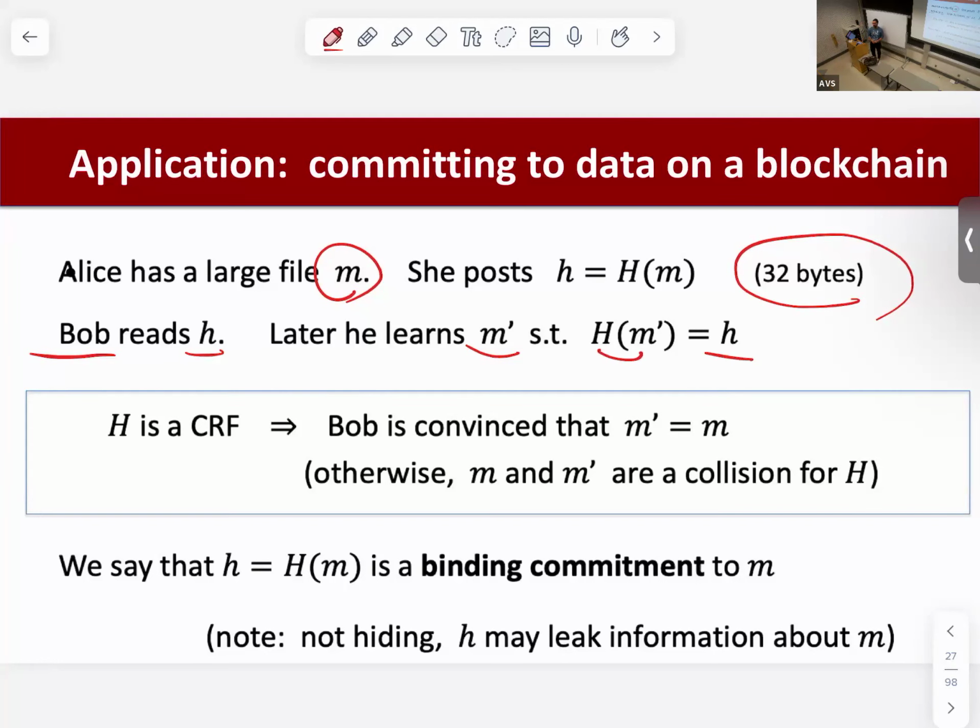In other words, given that H is a collision resistant function, the only way that Alice can prove that this message is indeed the same is that she sends the hash of her value to the blockchain. Later on, if somebody wants to inspect and check whether this indeed is the message, all she needs to do is provide the message. If she can provide the message, then anybody can verify whether this message is the same message as at the commitment time, because it's hard to find another M that has the same hash.